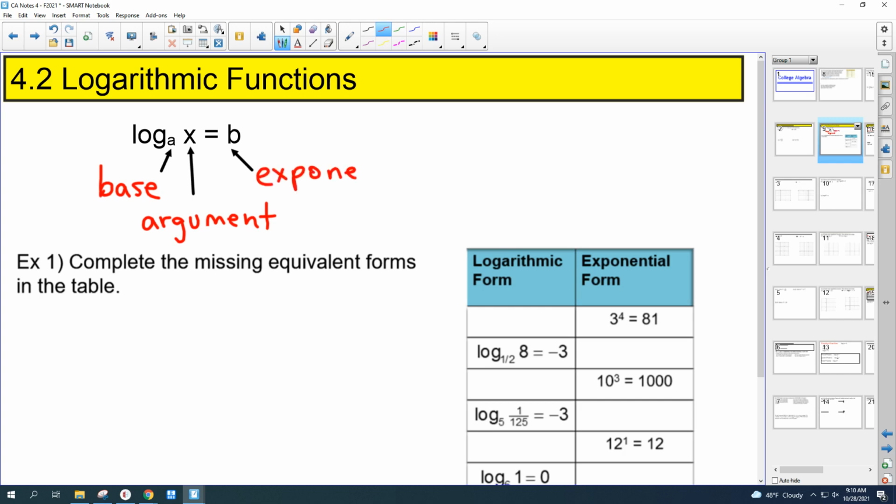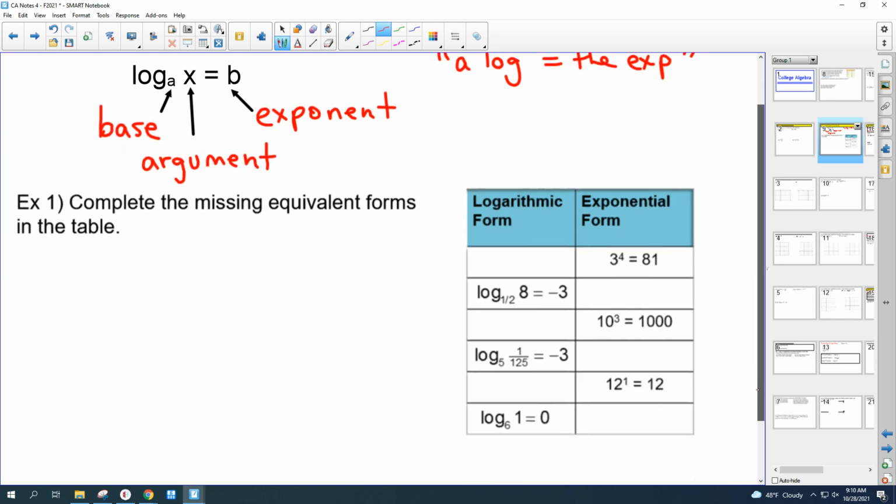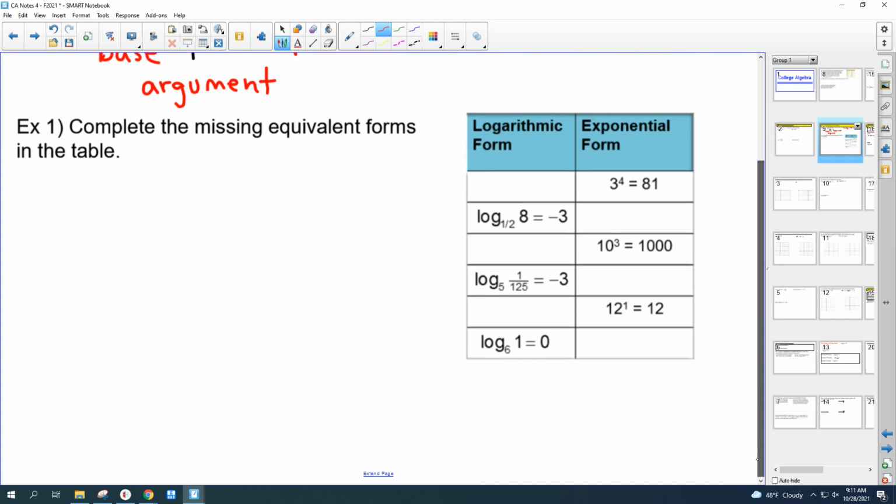It's kind of weird to think about that as being an exponent, but that's where we come up with a logarithm. A logarithm is very closely related to an exponential, all right? And in fact, I want you to remember a logarithm equals the exponent. If you can remember a log equals the exponent, I think that will really help you out in several different types of problems. Okay, a logarithm equals the exponent.